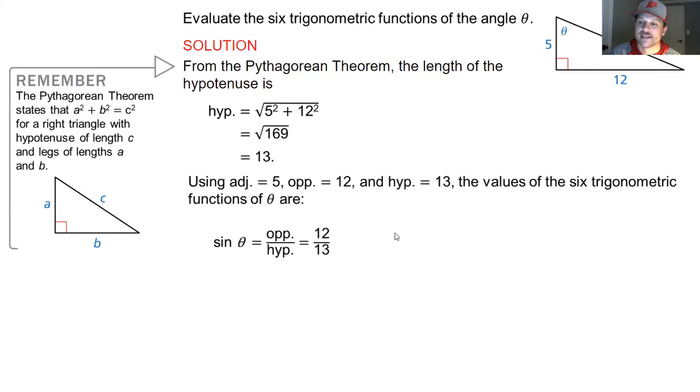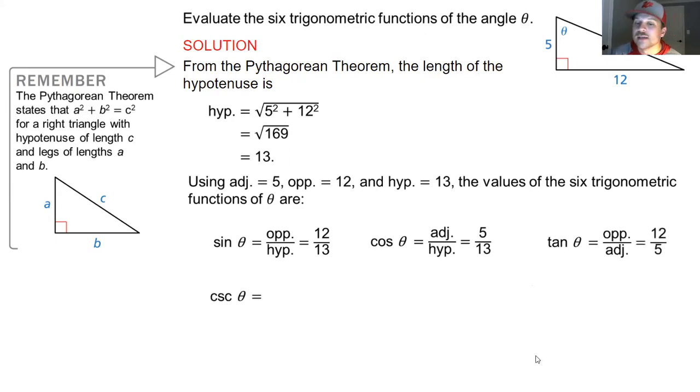You're going to leave that as a ratio or as a fraction. Cosine is going to be adjacent over hypotenuse, 5 over 13. You plug in your number values. And then tangent is going to be opposite over adjacent, which is 12 over 5.